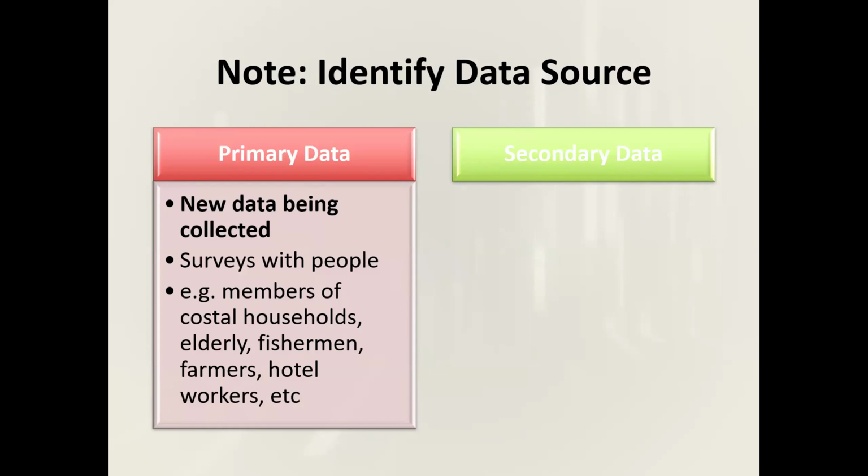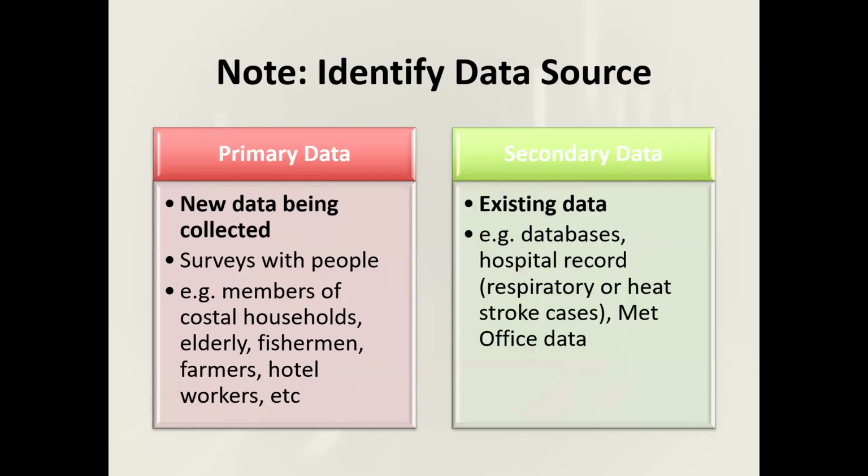Because we're looking at climate data, we might want to also get data from our meteorological offices. So that becomes secondary data, existing data. The existing data can also be your hospital records, your different databases, and we want to match those two. So you have to think through, once you've thought about what your objective is and you've pulled together your study design, where is your data going to come from?